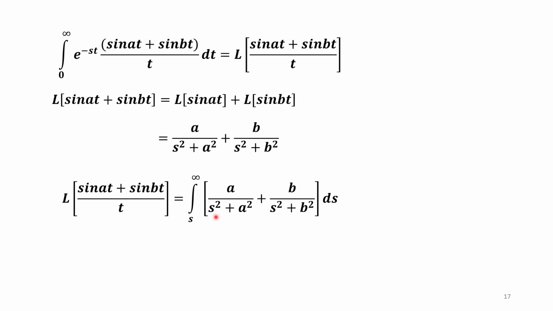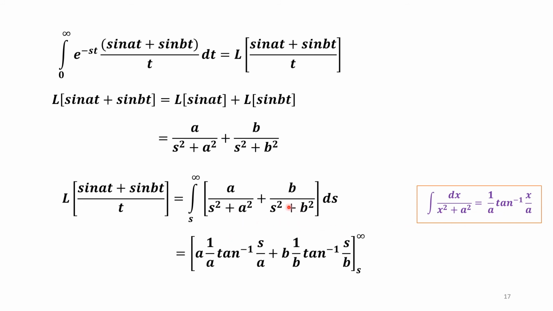Now, since we have division by t, whatever is the Laplace transform of the numerator has to be integrated with respect to s between the limits s and infinity. So this was the answer for the Laplace transform of the numerator, and this answer is to be integrated with respect to s between the limits s and infinity. Again, making use of this formula, a is equal to a in the first case and a is equal to b in the second case. So we can write a into 1 by a tan inverse of s by a plus b into 1 by b tan inverse of s by b.